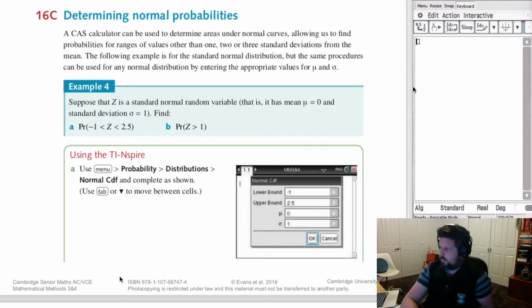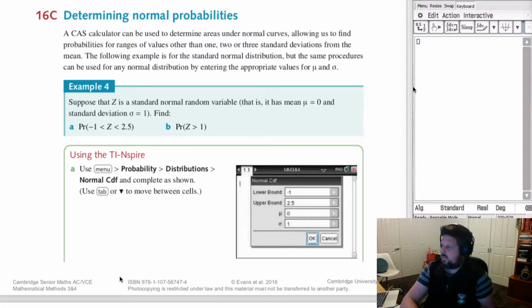Today we're looking at determining normal probabilities. Now for this exercise, most of the heavy lifting is done on the CAS calculator, and I'm going to be using the class pad, the Casio class pad for that. So it's important that you do try and follow along with this.